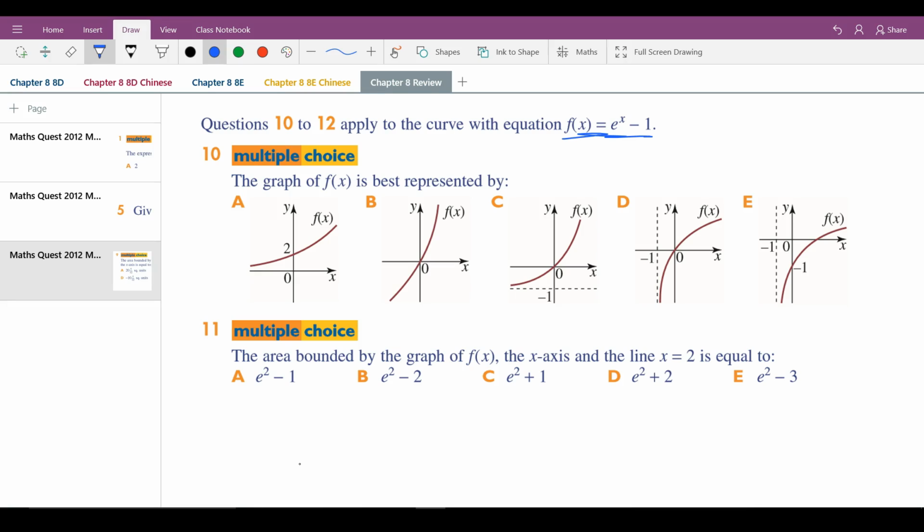The graph of f of x is best represented by... Well, to do this, you can grab it in the calculator and see which one it is. But to be honest, all you need to do is just know what sort of graph we have. We've got an exponential graph with a constant negative 1. So where would the x-intercept be?